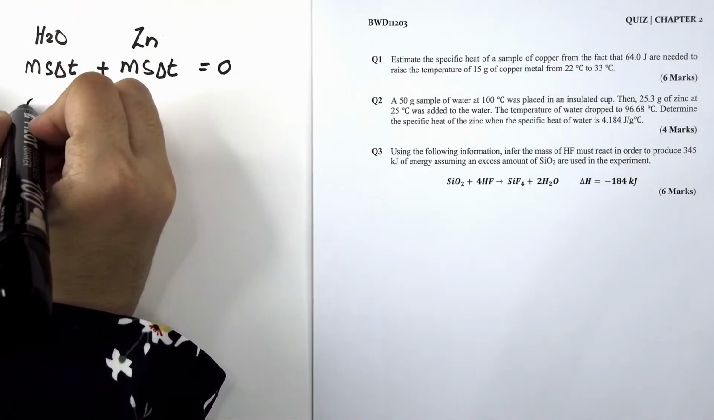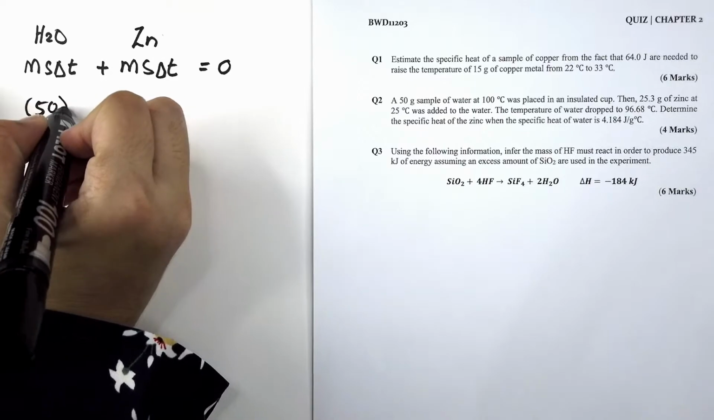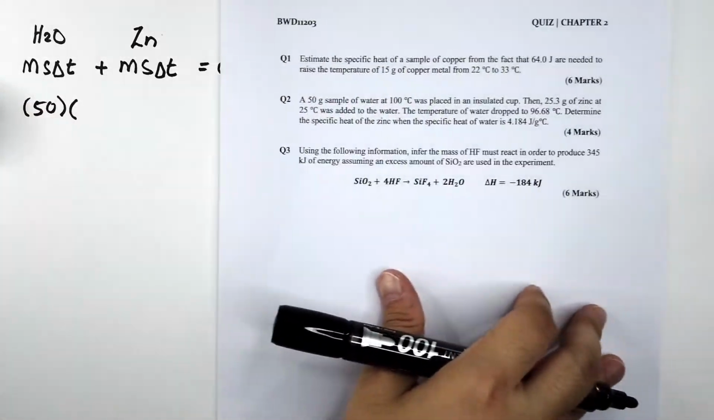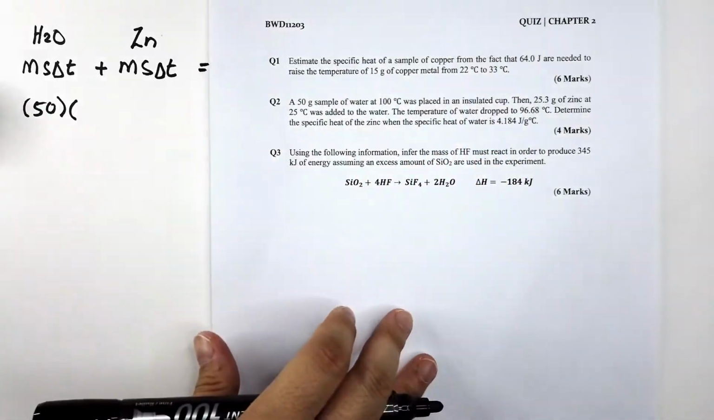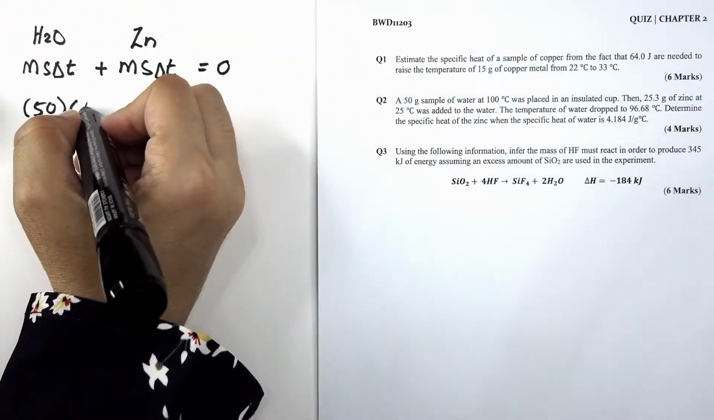So I'm going to write here, 50 times the specific heat 4.184.